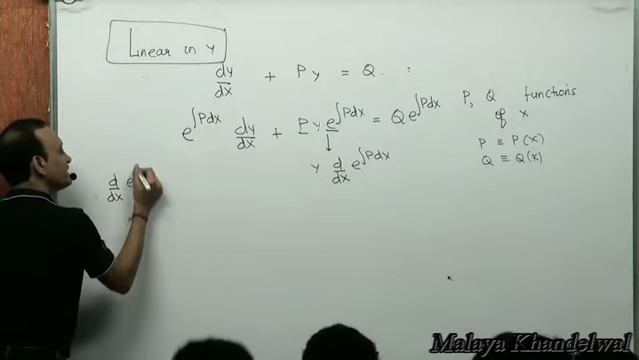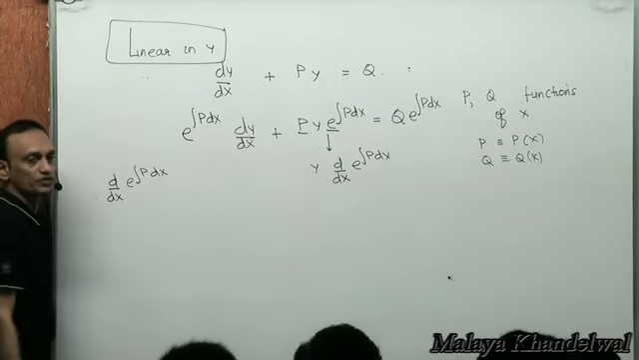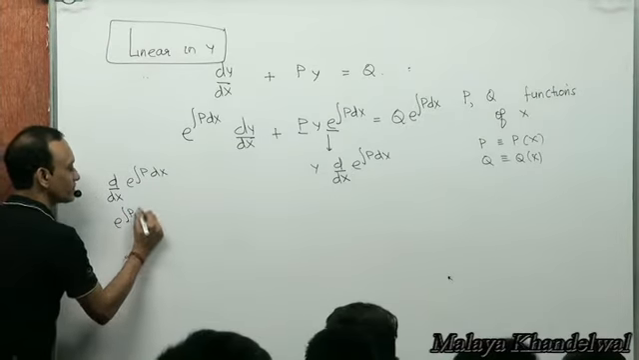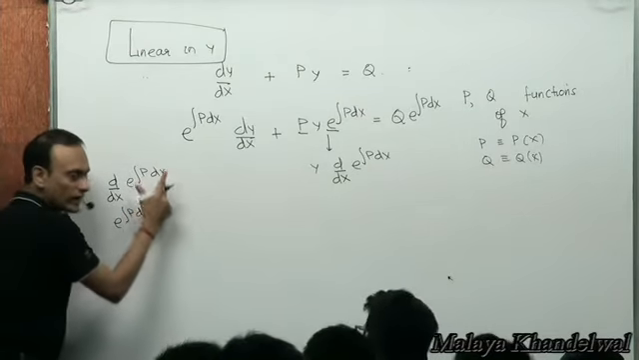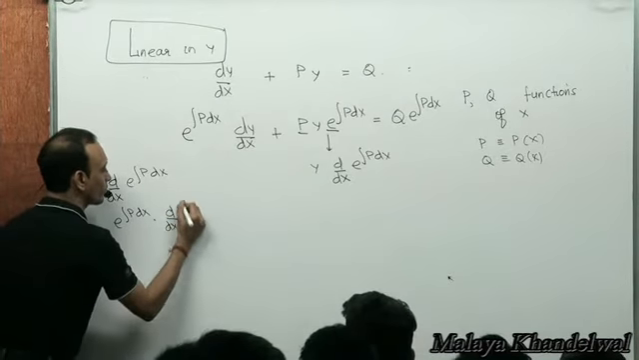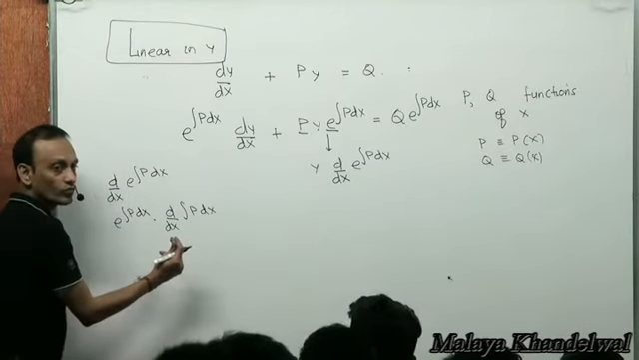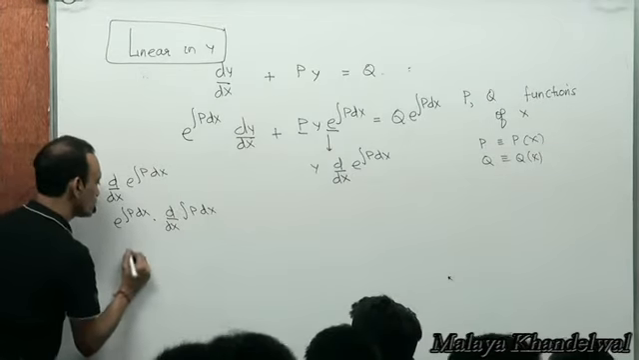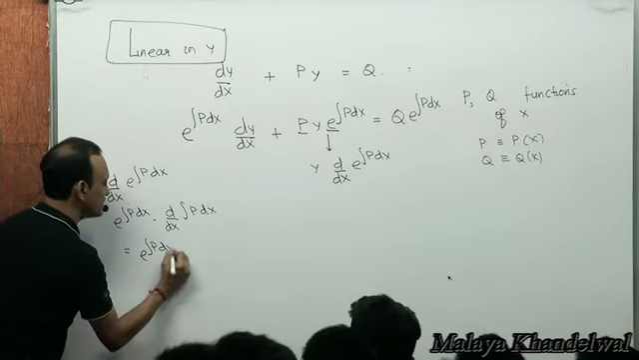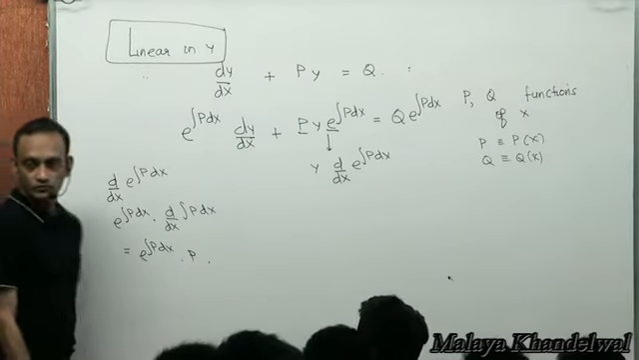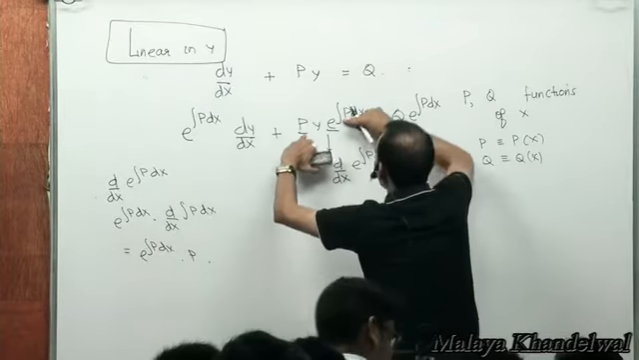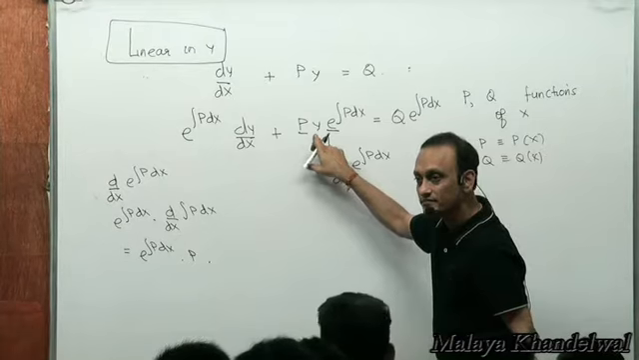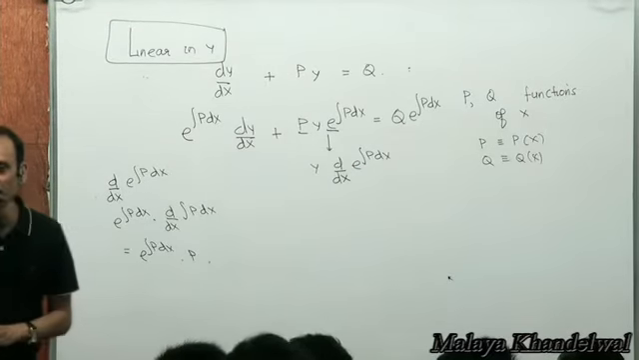d/dx of e power integral p dx. I'll apply chain rule to differentiate this. e power t with respect to t gives e power integral p dx, right? And then differentiate this with respect to x. You integrate something and then differentiate that, you get the same thing, right? You'll get p. So this is e power integral p dx into p. Yes or no? That means this p e power integral p dx is actually d/dx of e power integral p dx, right? This second term. Do you all understand everything that I have said here?